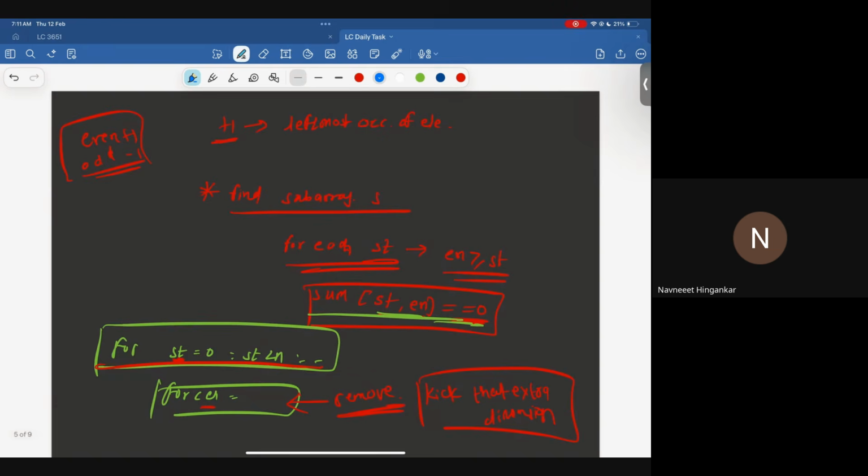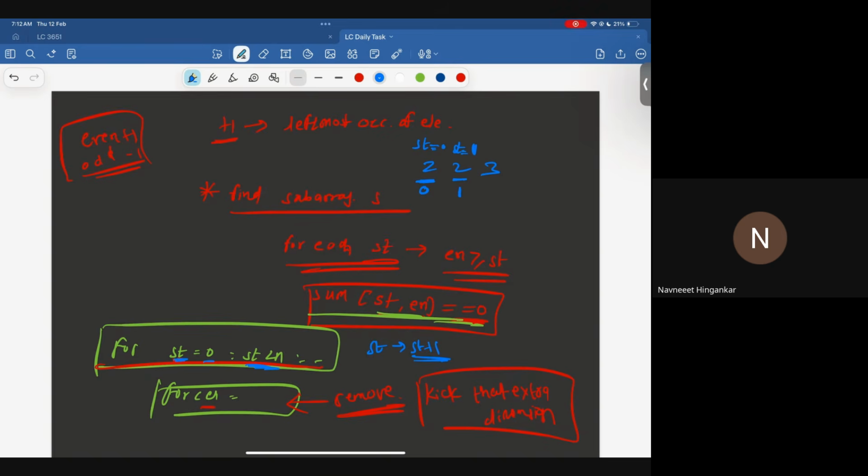Because what was happening, as I told before, is that we are moving this start forward. So start becomes start plus 1. The moment start is incremented to start plus 1, my leftmost occurrence will change. Here it was 0. The leftmost occurrence of 2 was 0. The moment I shifted start from 0 to 1, my leftmost occurrence of 2 went from 0 to 1.